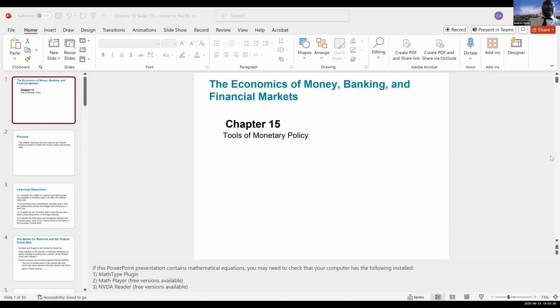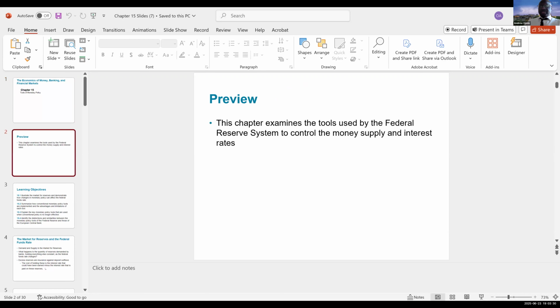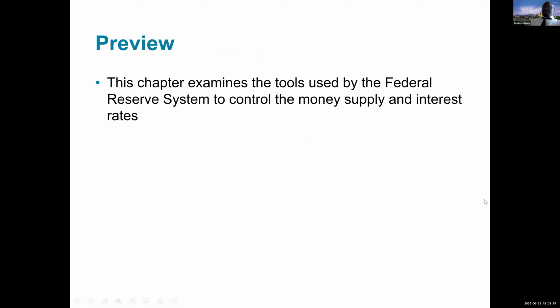So here's going to be the learning objective of this chapter, kind of like you do the preview first. This chapter is going to examine the tools used by the Federal Reserve System to control the supply of dollars and interest rate. We already talked about those in the chapters where we used the balance sheet and the equation we talked about in chapter 14. We developed the money multiplier, the simple deposit multiplier, this kind of stuff.